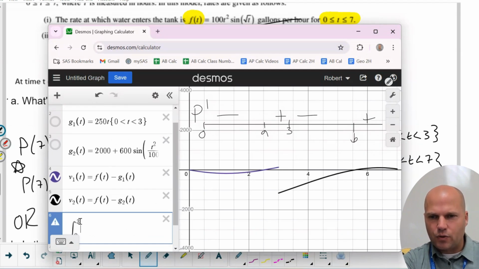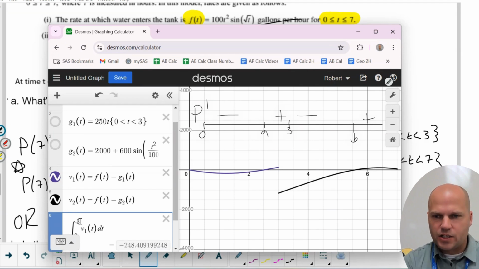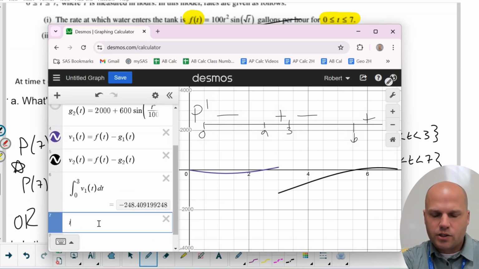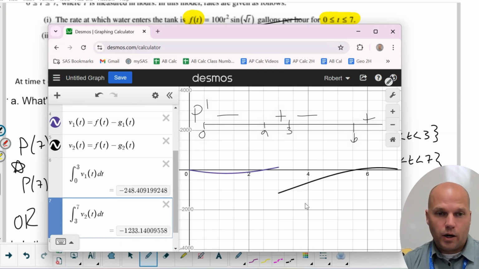Let's say we got 0, 3. V1 of T, easy to type in, easy to do. We can see from 0 to 3, I lose 248 gallons. And then from 3 to 7, I'm accumulating V2. Let's see if I'm gaining water. No, I lose a lot of water. So I lose water, gain a little bit of water. I lose a lot more water, gain a little bit of water.